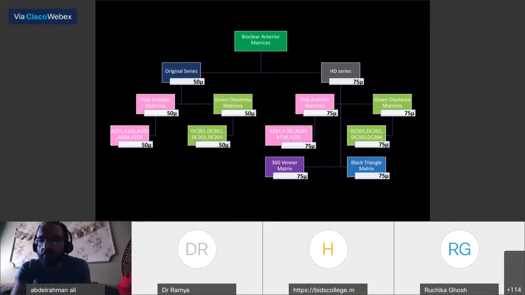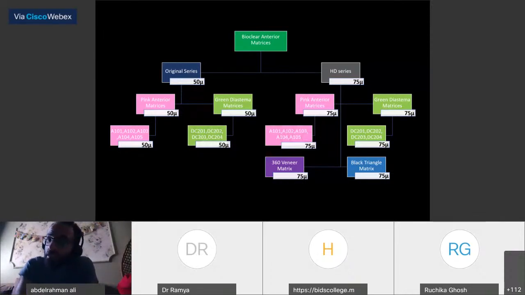That's why you have a few matrices in the thinner group and a lot of matrices in the thicker group, because the new matrices were done only with a thicker matrix. They still make the thinner matrices. Some people like it, like me, but it's not easy to use. So let's go through all the matrices that they have.